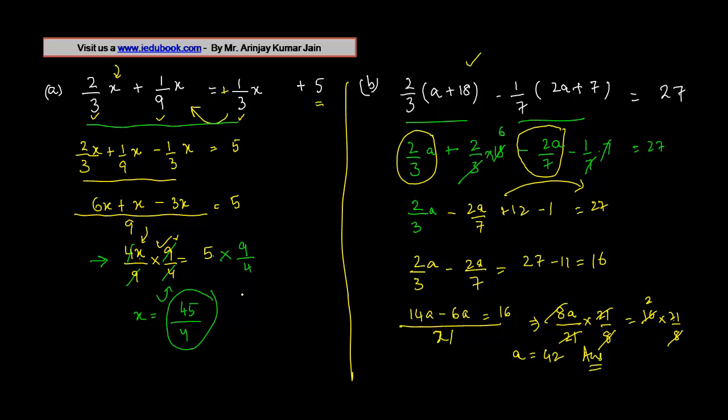So let's just check it out. We have 2 upon 3 into a. A is 42 plus 8 is how much? 60. Minus 1 upon 7 into 2a. A is 42 into 2 is 84, plus 7. 3 goes into 60 how many times? 20 times. 2 times 20 is 40, minus 84 plus 7 is 91. 91 divided by 7 is 13, and 40 minus 13 is equal to 27. So the value which we get for the left hand side is 27, which is equal to the right hand side. Hence a equal to 42 is the solution for this particular equation.